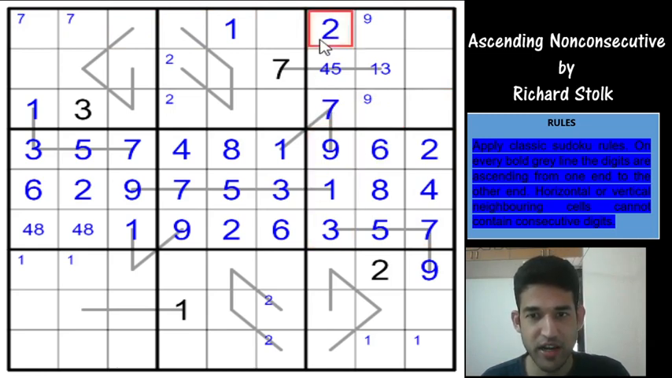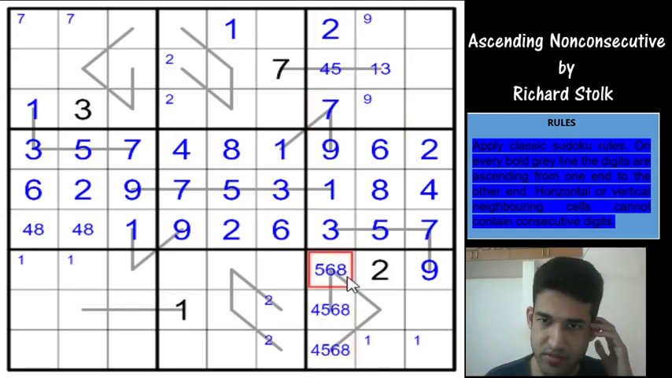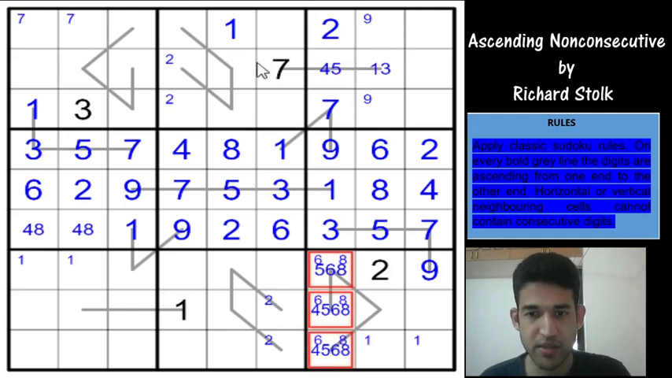So 1 3 7 9 and 2, so these cells must be 4 5 6 8, and 4 gets removed from here, so that's a 5 6 8. And I know that 4 or 5 here, so which means 6 and 8 must be in these cells. Maybe it will help us. Let me make a corner pencil mark there. 6 8.